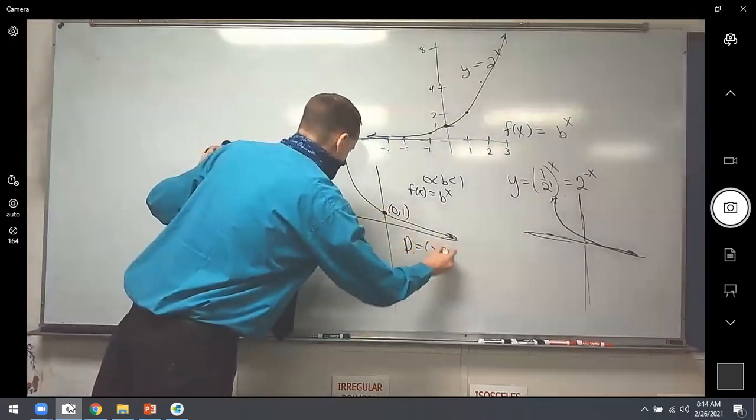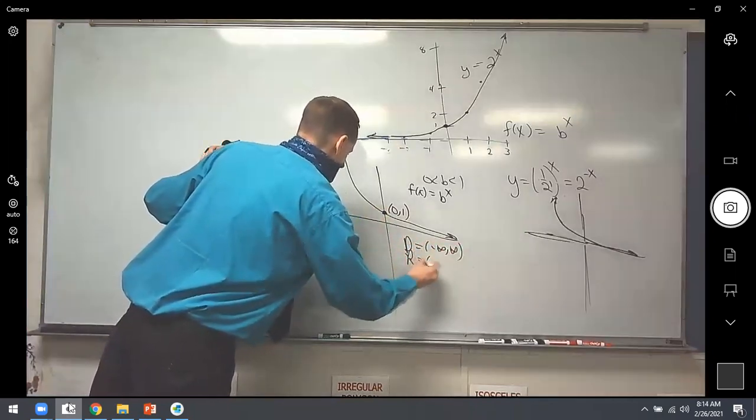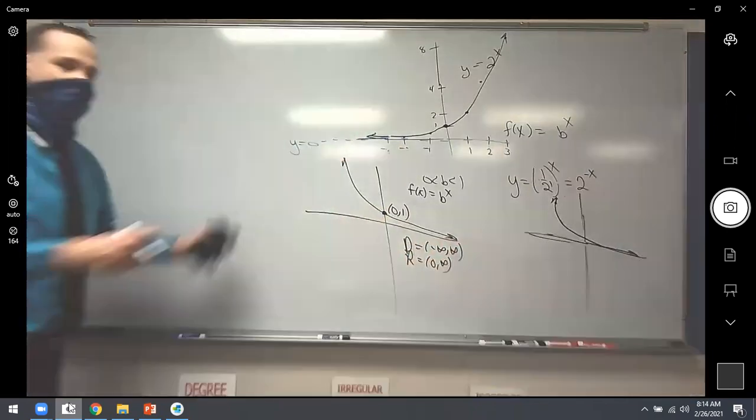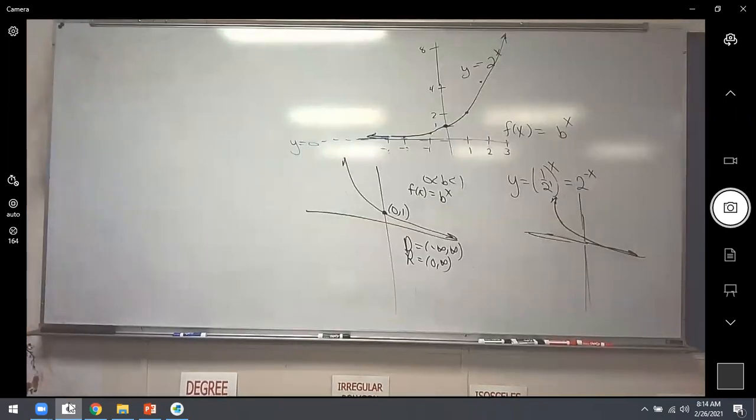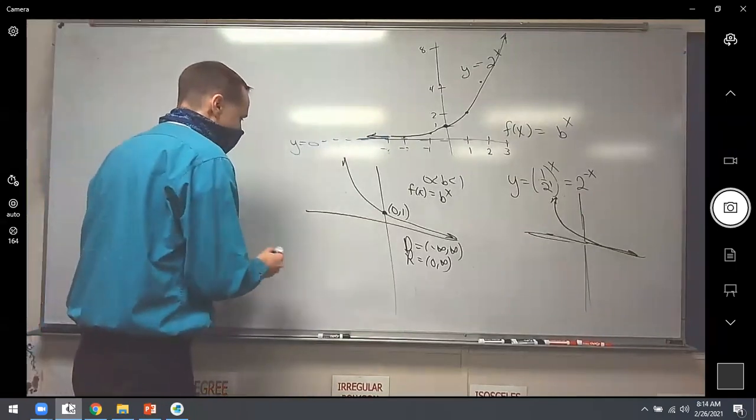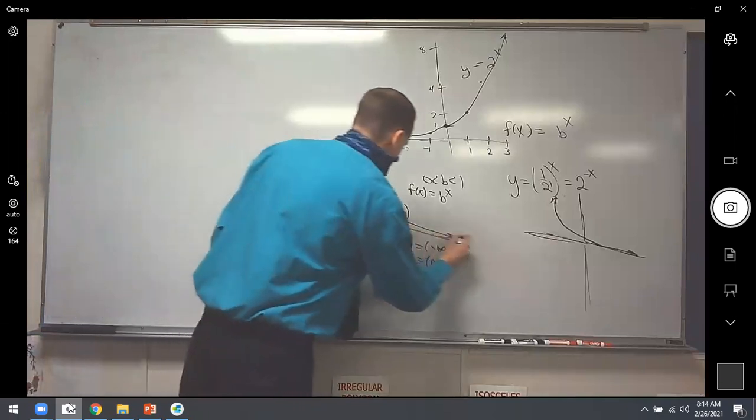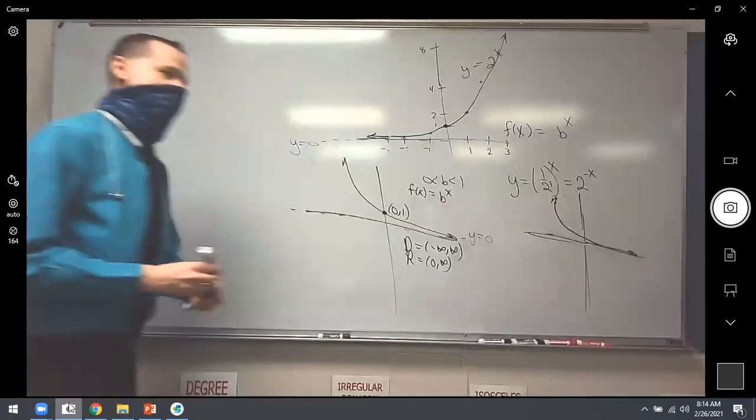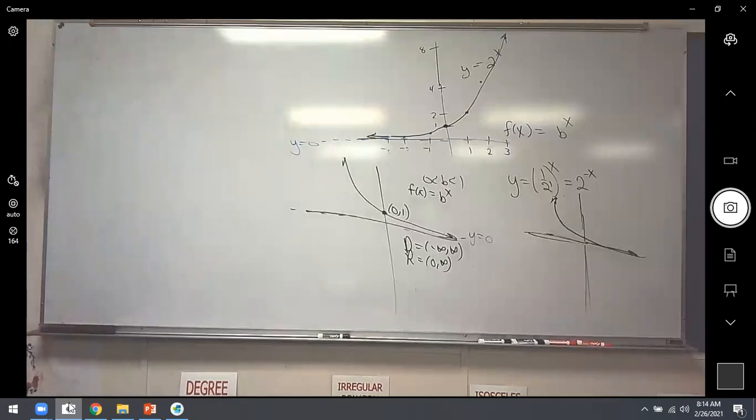The domain and the range will still be the same for the same logic. It does exist everywhere from the left to the right. It does still kind of level off right here at this asymptote. It does have another asymptote at y equals 0. There's this imaginary line it's getting very, very close to, but not quite touching.